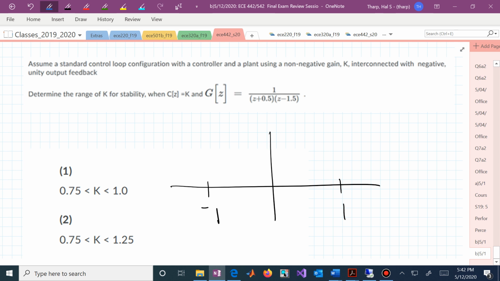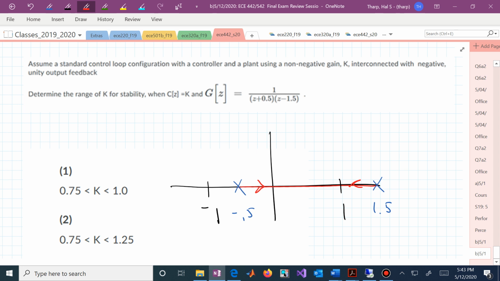I would sketch the root locus. We have a pole at 1.5. We have another pole at minus 0.5. Well, this is a pretty easy root locus diagram. We now have these two coming together and they meet halfway between. We only have two poles, no other poles or zeros in here.